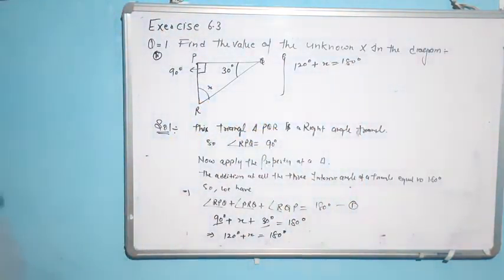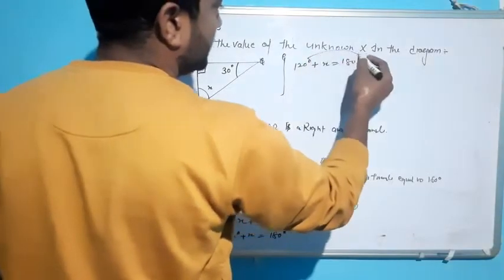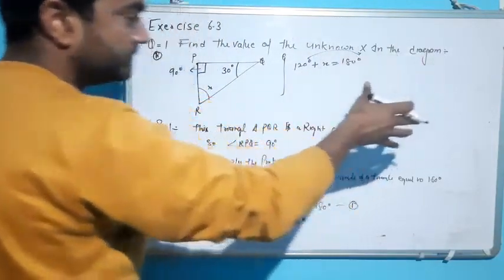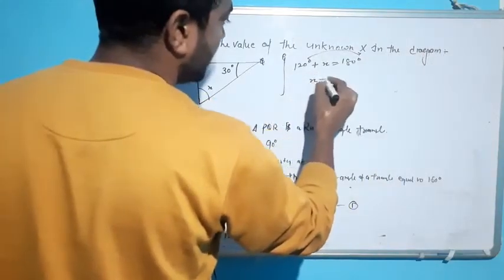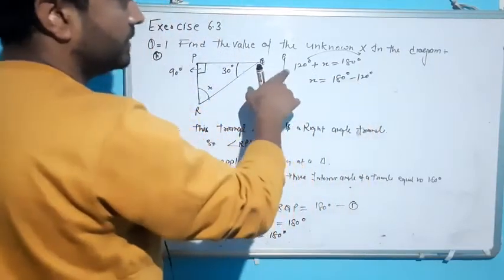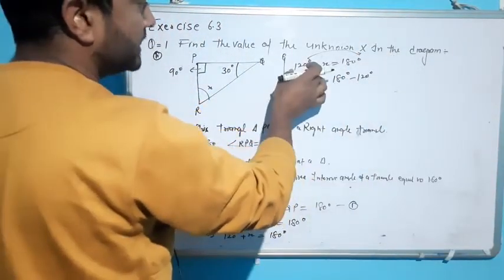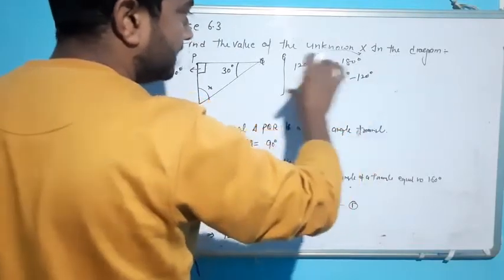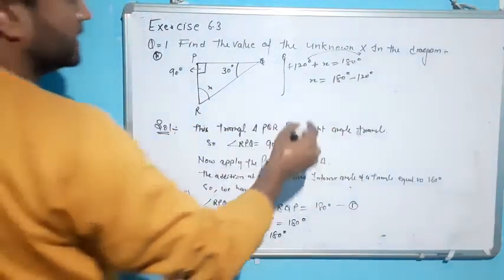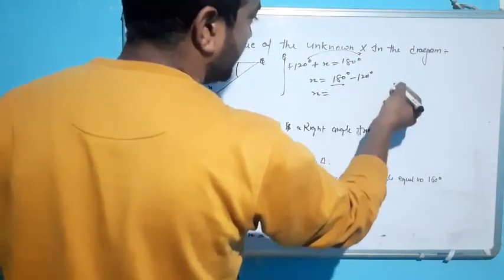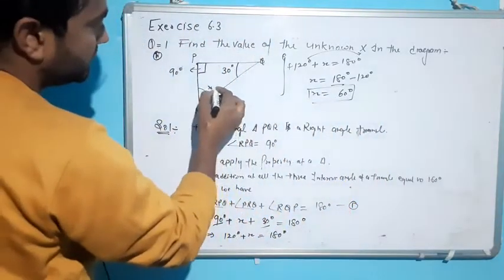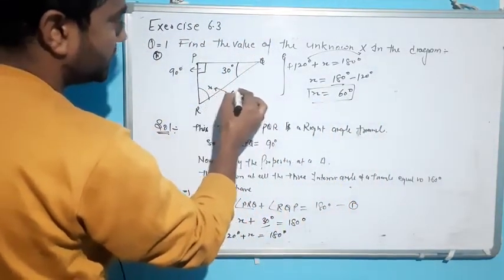Now what we have to do here? Just transfer this 120 to the right hand side. So we will get x equals 180 degree minus 120 degree, because the sign will change when we transfer this 120 degree to the right hand side, this positive sign changes into negative sign. So the value of x, 180 minus 120 degree, is 60 degree. So this x will come out 60 degree.